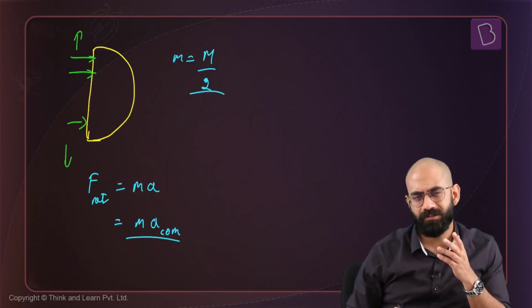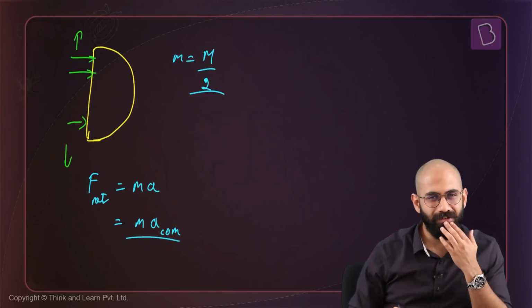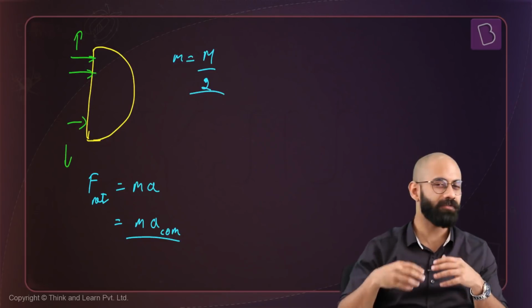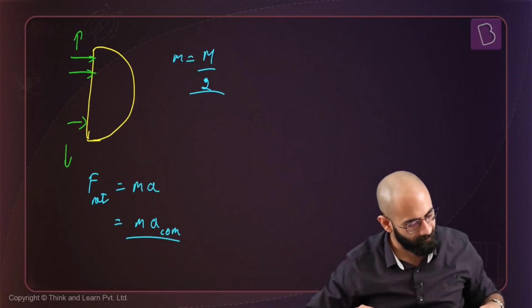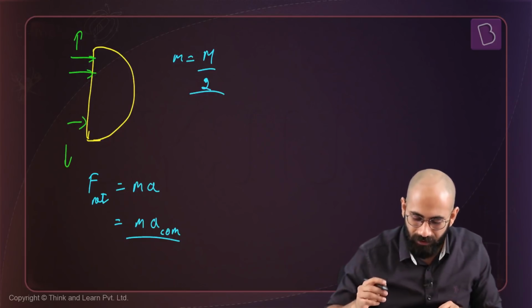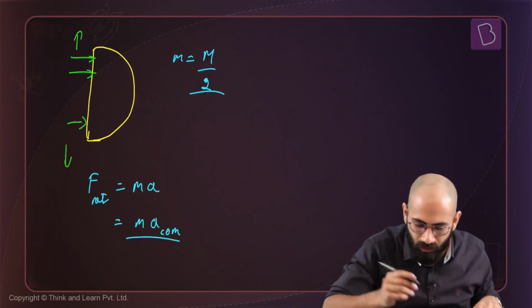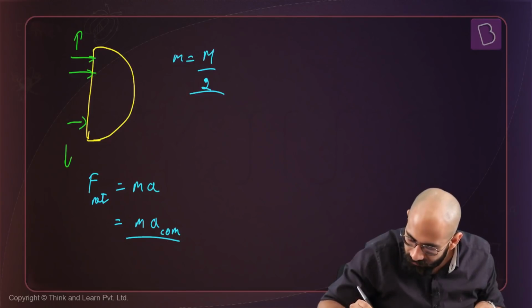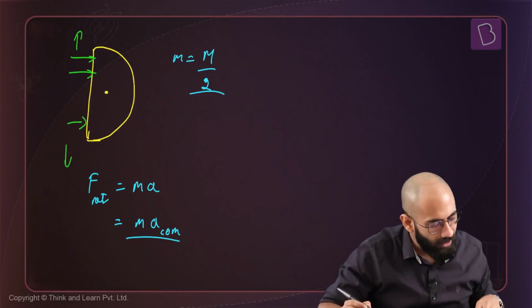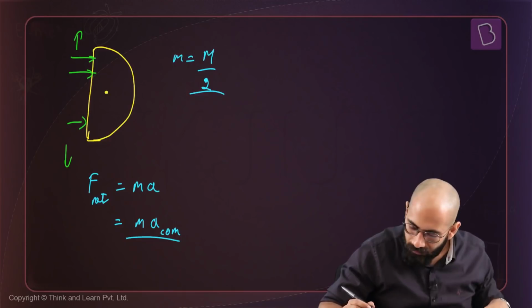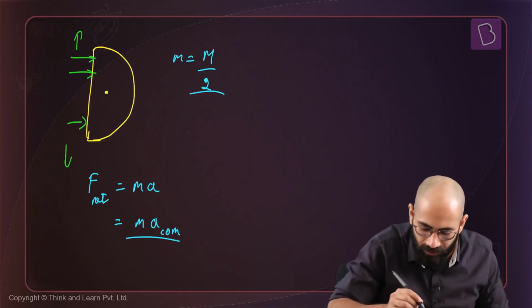But what about the acceleration of the center of mass? How will you calculate the acceleration of the center of mass? So let's first find the position of the center of mass. The position of a uniform semicircular disk, we know, is somewhere over here, at a distance of 4 by 3 pi into R.